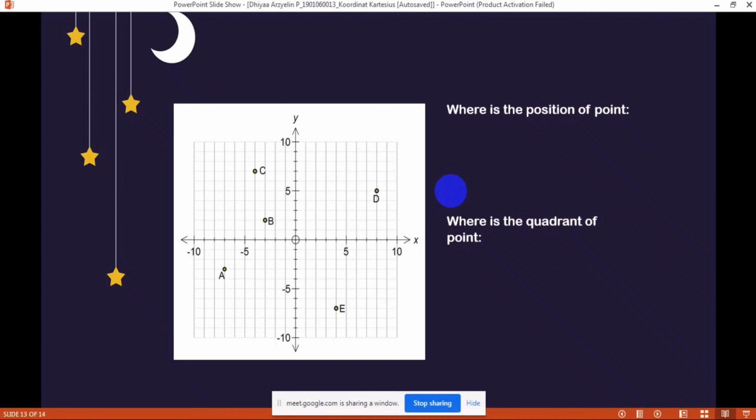So maybe Ilu. Where is the position of C, D, and E?